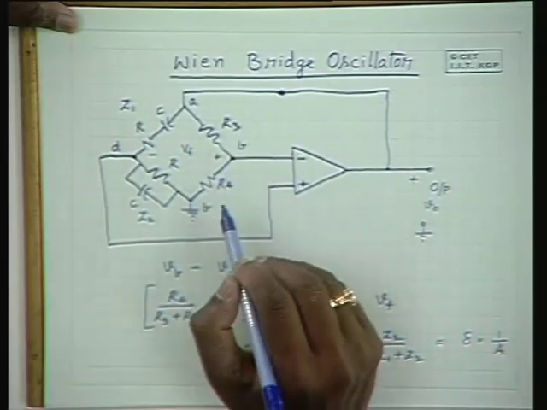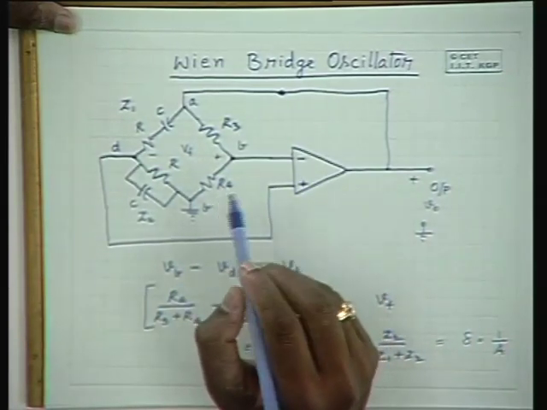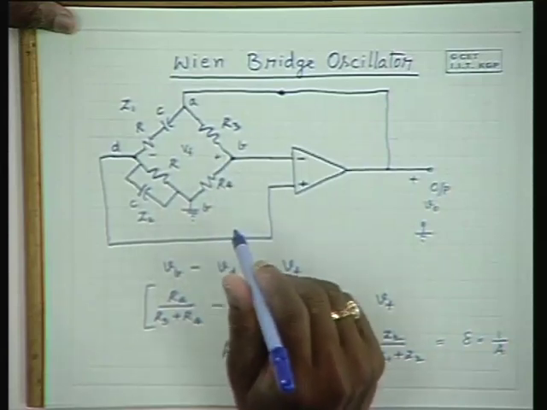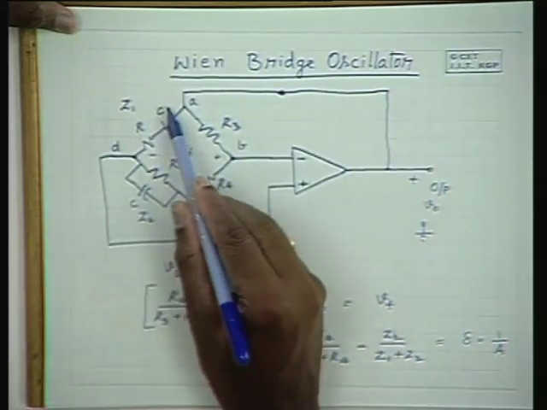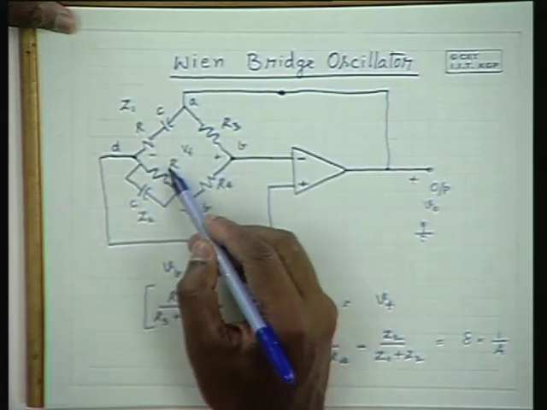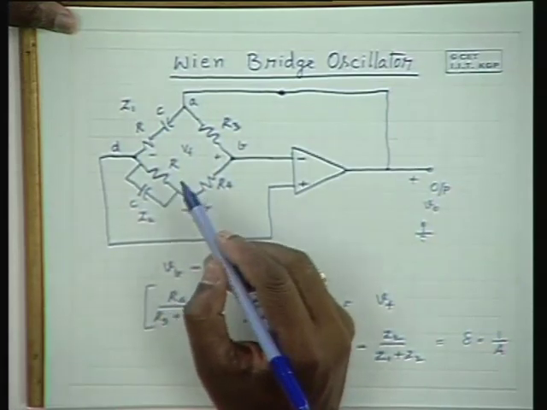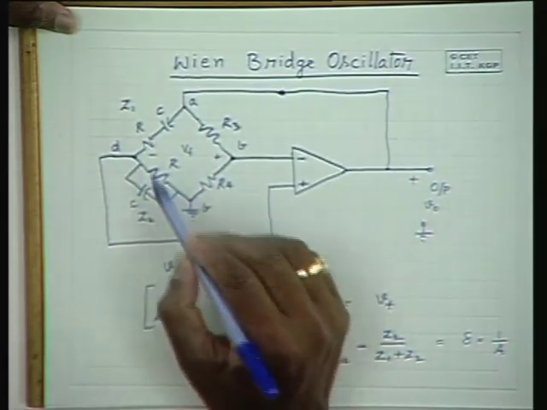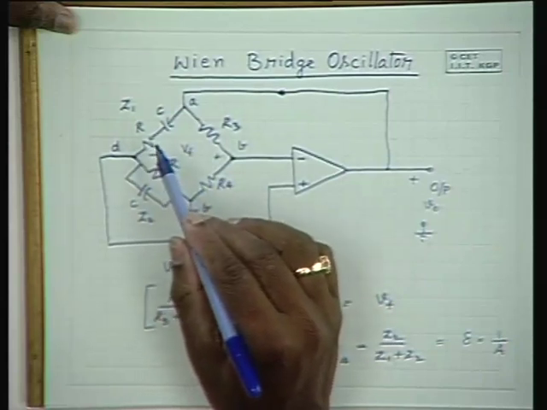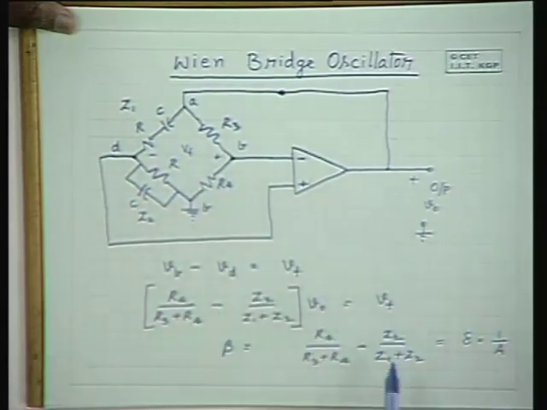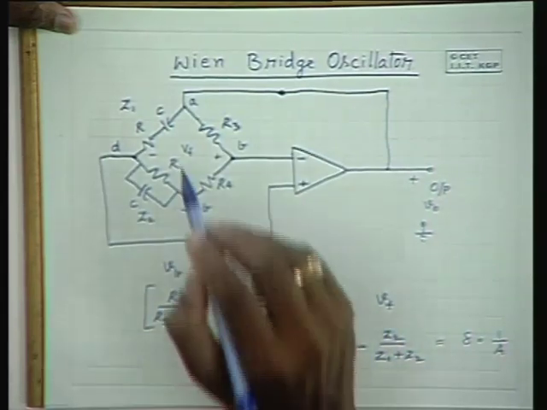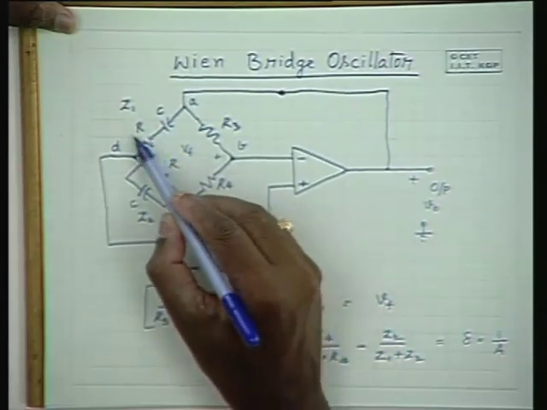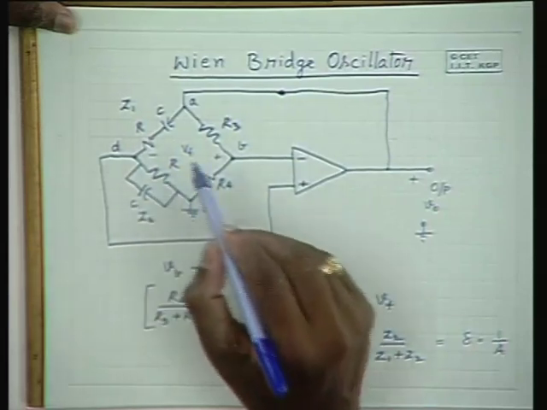Why should that condition be placed? Please note that here there is a series RC circuit and here it is a parallel RC circuit. Naturally its impedance is lower than this one's impedance. And at the point where the phase shift condition is valid, this impedance becomes twice of this impedance.